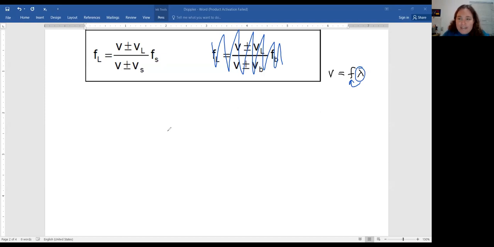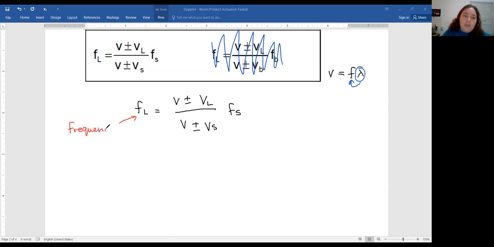Now, my recommendation is in an exam, always start by writing down the version that's on the formula sheet. So the frequency of the observer, L stands for listener or observer, is (v plus or minus vL) over (v plus or minus vS) times fS. Some of the people watching tonight have never done this before, so I'm going to go through it slowly. fL is the frequency of the observer, and it is measured in hertz.